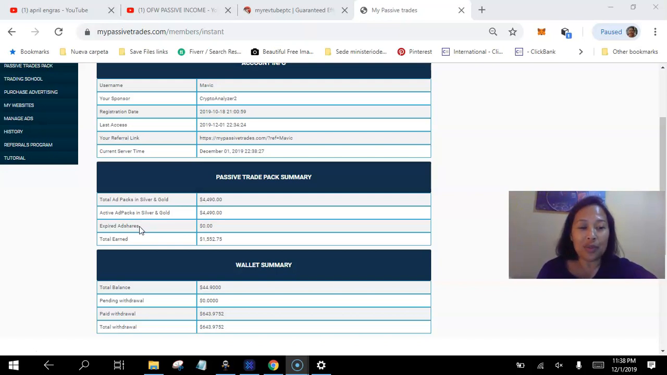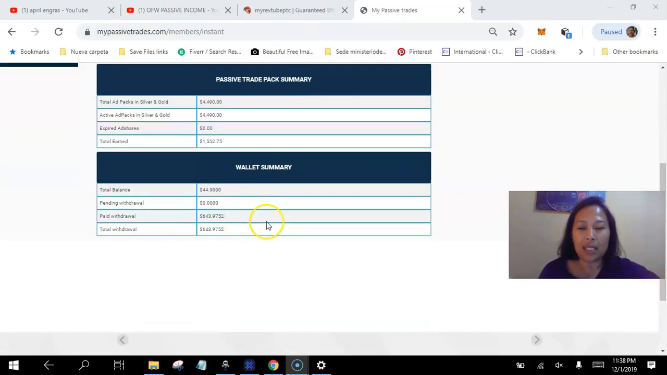So far so good. I started last October 21st, and it's almost 6 weeks. So I've earned $1,552, and I have withdrawn $643, and the rest of this, I compounded it. I bought ad packs again in order to earn more.